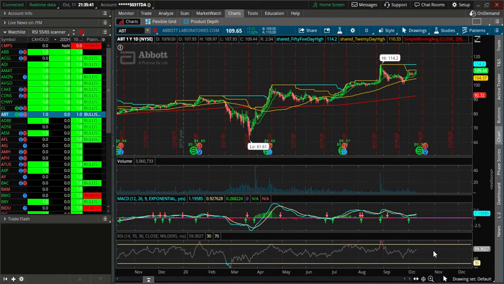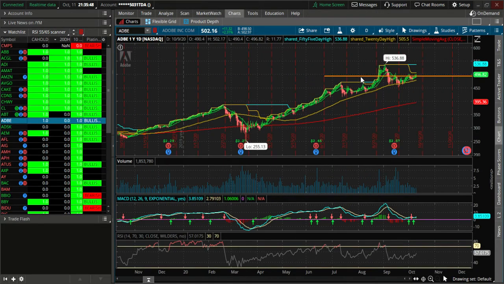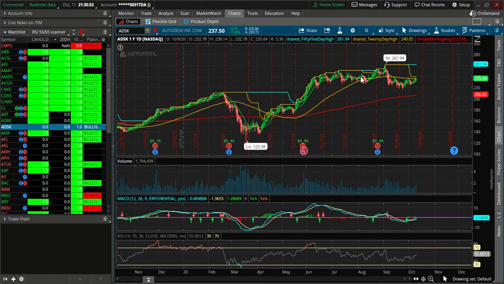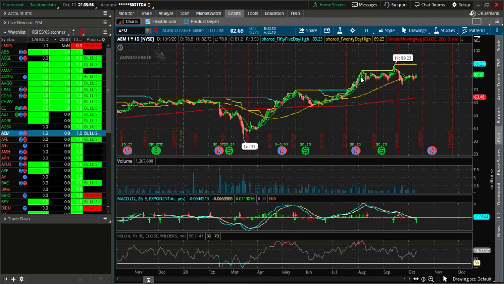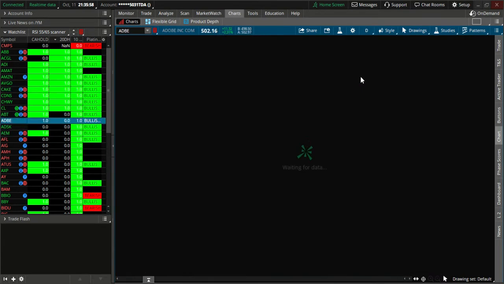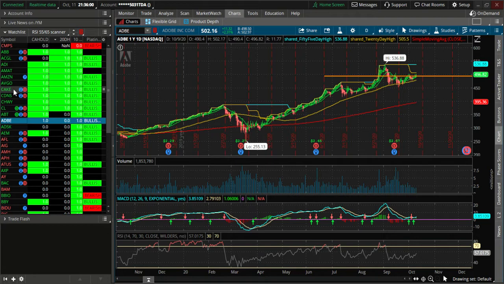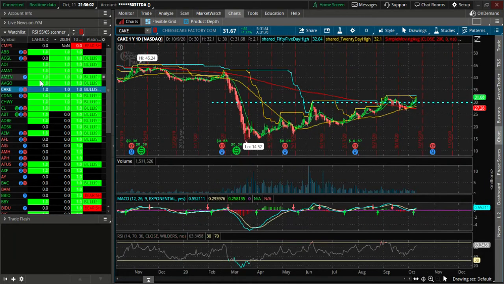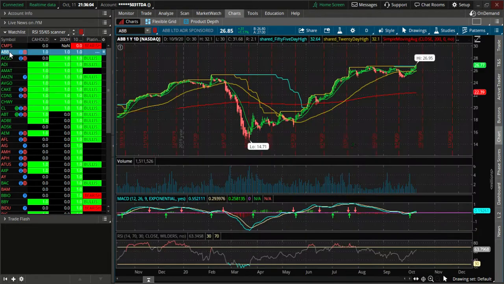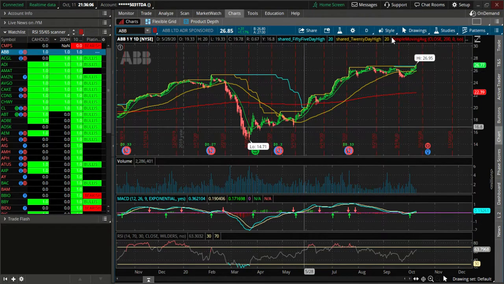I don't like this one right now because of where it's sitting. I don't like this one at the moment because of where it's sitting. And I don't like this one. I don't like this one. And what I'm looking for, we'll go back to, let's see, let's find it, let's look at this one.